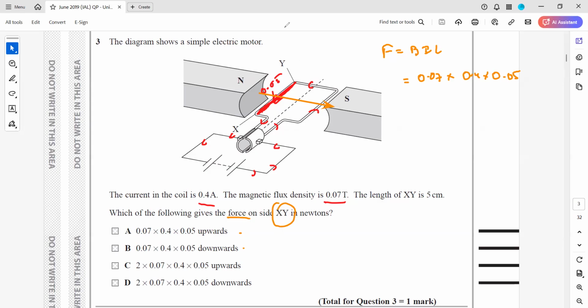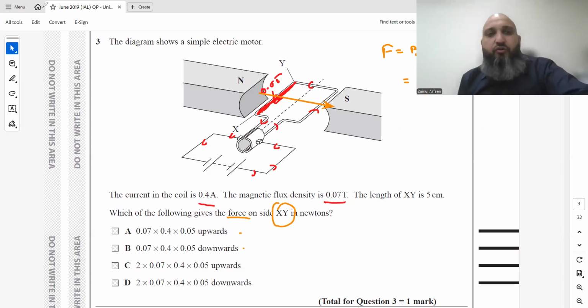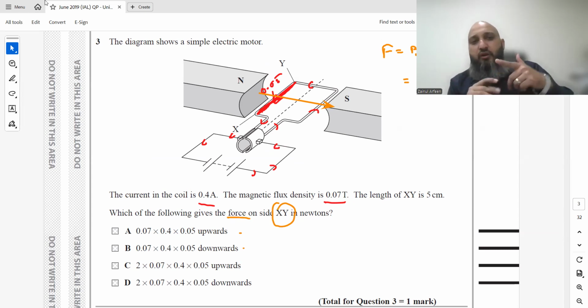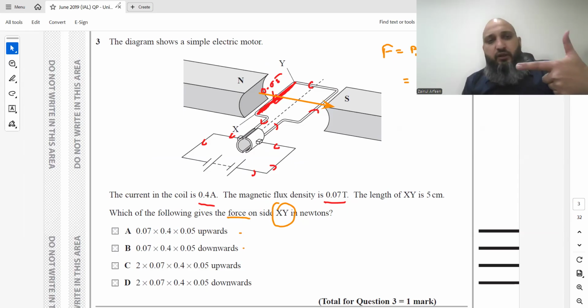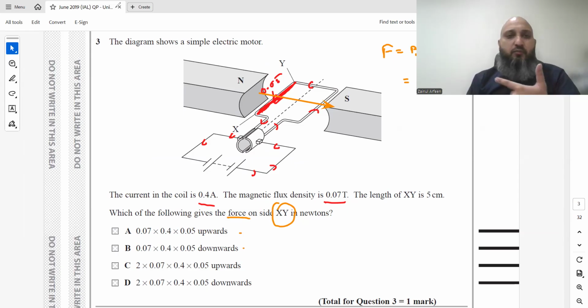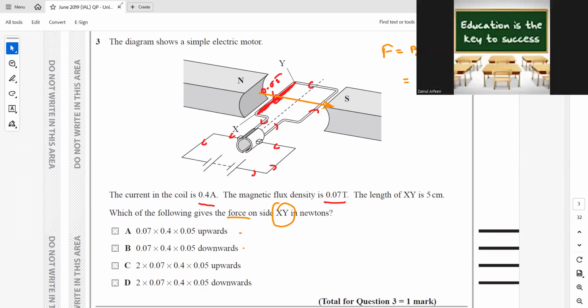Now how do we know the direction of the force? If you want to work out the direction of the force, you have to use Fleming's left-hand rule. Your index finger will point in the direction of the magnetic field, towards south. Your second finger represents the direction of the current, which is from X to Y, so it will point towards you, out of the screen. The thumb is pointing in the direction of the force. So the thumb is pointing upward.